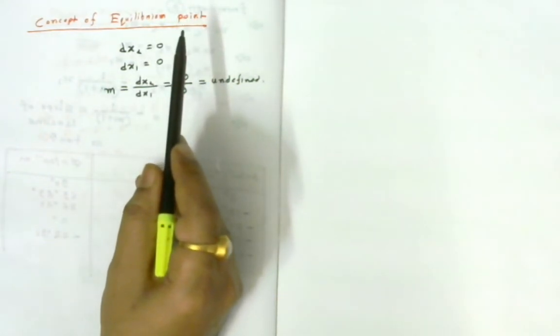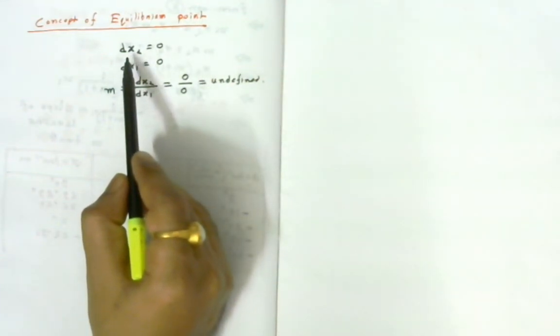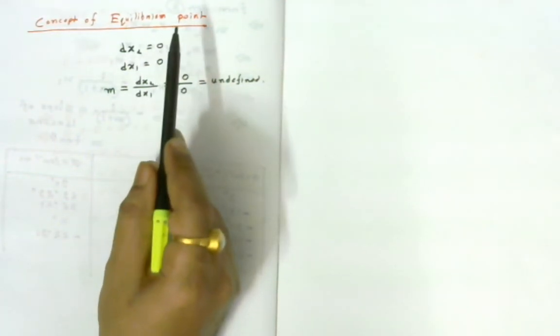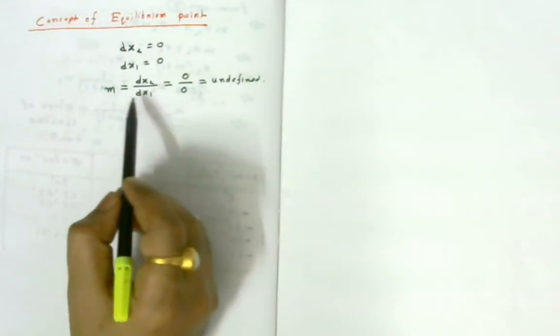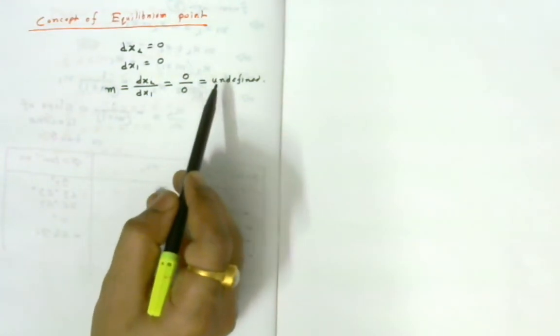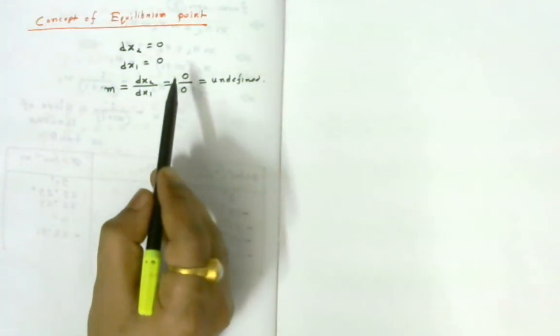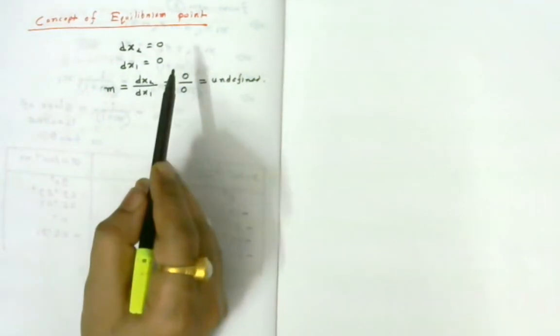Now stopping of the phase plane trajectory at that point means that there is no change of x1, there is no change of x2, because the trajectory was moving due to the change of x2 and change of x1, but at that point there is no change of x2 and no change of x1. So it's a very small change of x2, that is dx2 is 0 at the equilibrium point, and dx1 is also 0. Now if I remember the definition of the slope of the phase plane trajectory, which is dx2 by dx1, for this case it is 0 by 0, which is undetermined. So this is the condition for the equilibrium point. If the slope of the trajectory is undetermined, then I can say this is the equilibrium point.